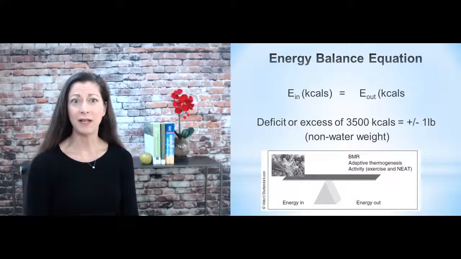Physical activity through exercise and NEAT are the items on the energy out side of the equation that people have the most control over. Other items that we're not seeing on the energy out side of the equation would include your genetics and epigenetics.